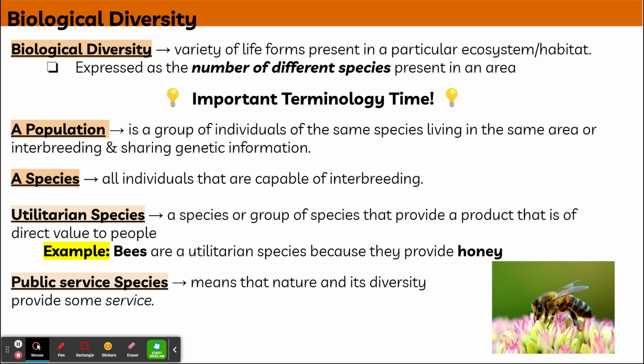A utilitarian species is a group of species that provide some kind of product that is of direct value to people. Bees are a great example of this because they provide honey. It's a direct product that we can buy and sell. And a public service species means that nature and its diversity provides some kind of service. For example, national parks or state parks: the species that live within them and the geography of them make them a public service species because they provide some kind of service or attraction to the public.